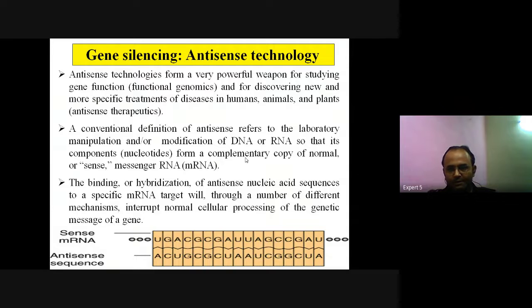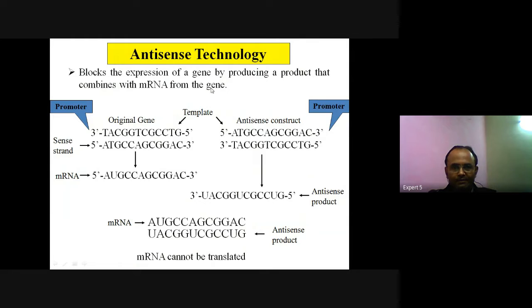Means DNA. DNA is double stranded, and one strand is the sense strand and the second one is the antisense strand. Both the strands are complementary to each other. If a gene is expressed and forms mRNA, and the complementary part of that mRNA is produced in the cell, then both the messenger RNA and the antisense mRNA are hybridized, and translation is not started because double-stranded mRNA cannot participate in the translation process. Means the gene is blocked, means the expression of the gene is blocked. This is the antisense technology.